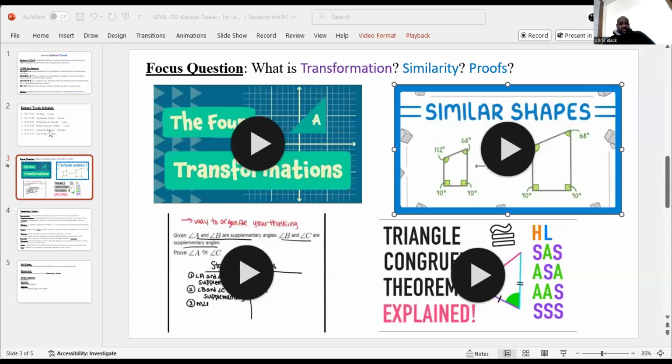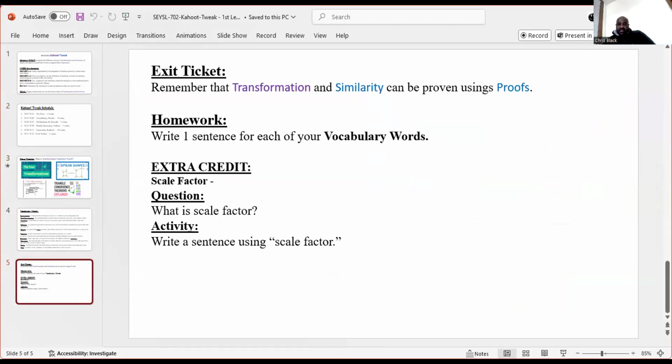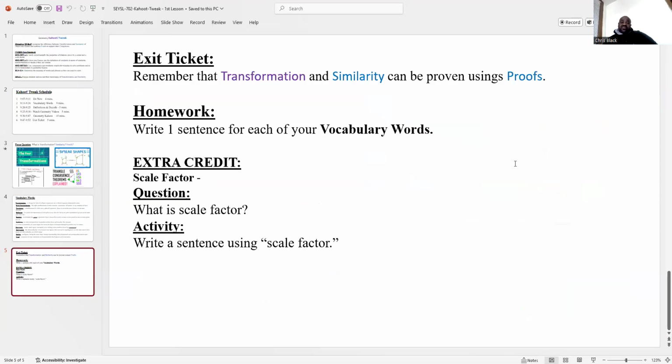All right, and so as you see, we're still on schedule, we're still on track. We've watched the videos, and then we've done the Kahoot, and then we come down to the exit ticket. All right, and bigger. All right, exit ticket is remember that transformation and similarity can be proven using proofs. Homework, write 1 sentence each for each of your vocabulary words.